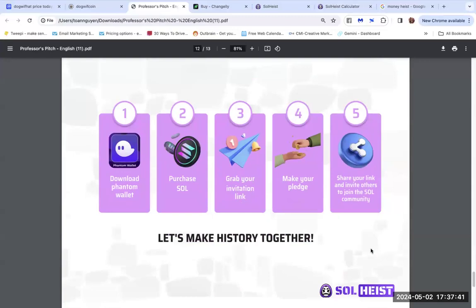So getting started is really simple, you guys. 5 steps. Number 1, download Phantom Wallet. Number 2, inside your Phantom Wallet, you want to send Sol in there. And I'm going to show you how to swap Sol, how to buy Sol in a little bit. But then afterwards, step 3 is grab the invitation link from whoever invited you on. And then inside your Phantom Wallet, there is a browser. You click on that, and then you paste that invitation link, and then you go in there. And then you would make a pledge.